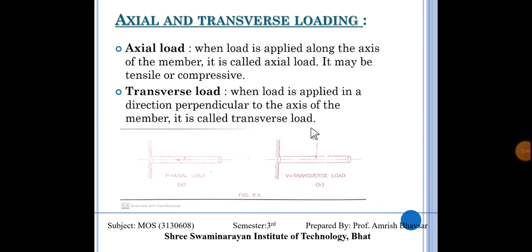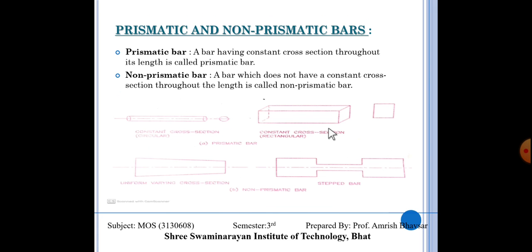Now, what is axial load and what is transverse load? When the force is applied along the major axis of the element, that is called axial load. Means when a load is applied along the axis of the member, it is called axial load. It may be tensile or compressive. Now transverse load is perpendicular to the axis of that element. When load is applied in the direction perpendicular to the axis of the member, it is called transverse load.